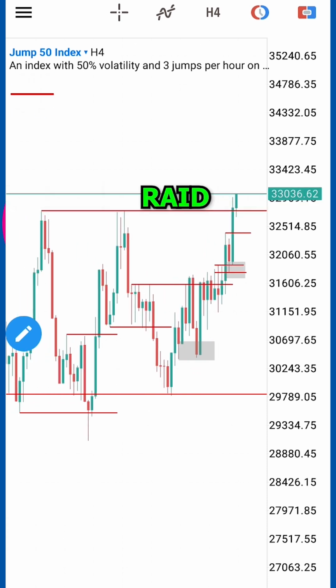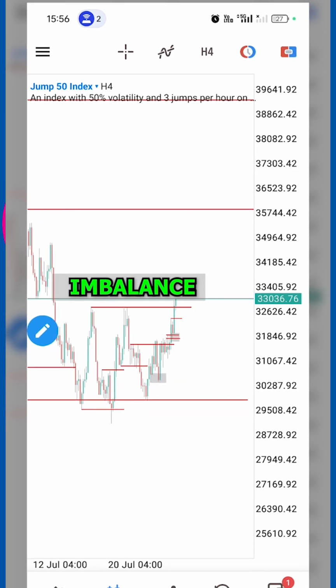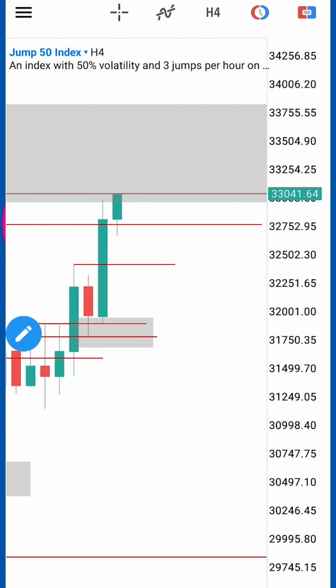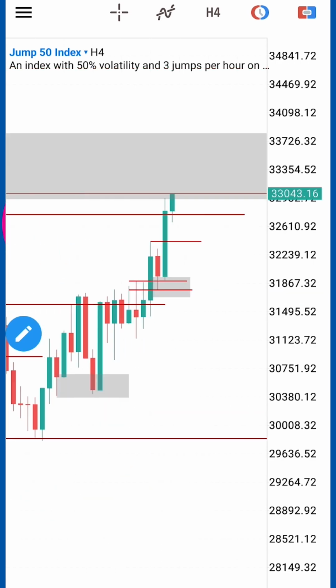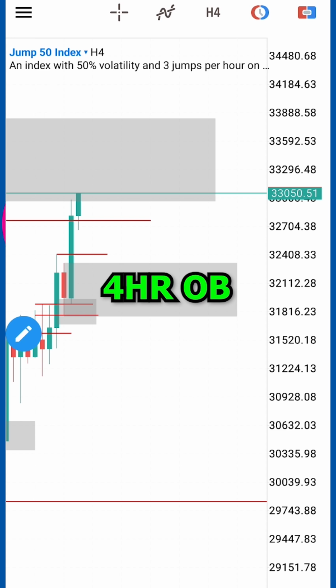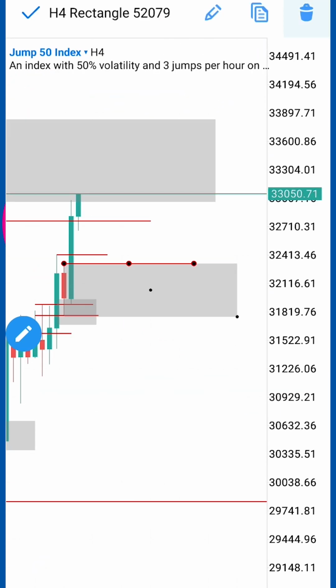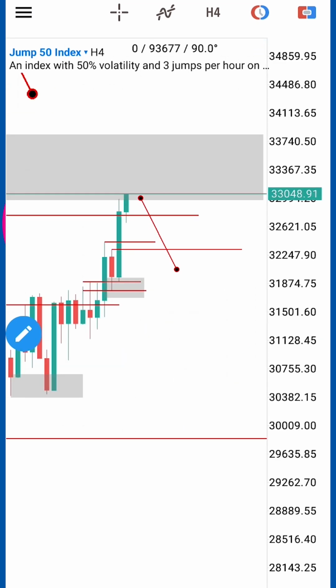So price is currently raiding that high, and it's penetrating the imbalance right above those equal highs. And now you can see the obvious 4 hour order block where you can clearly take a buy, and that's where I just decided, I think this is the most obvious place to buy at.